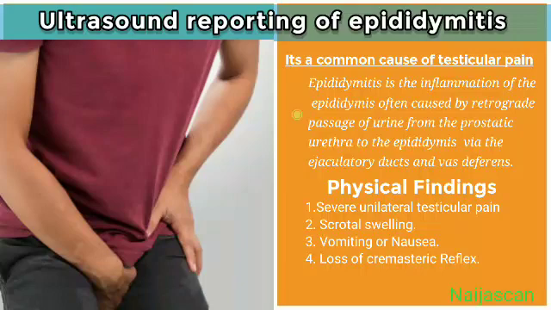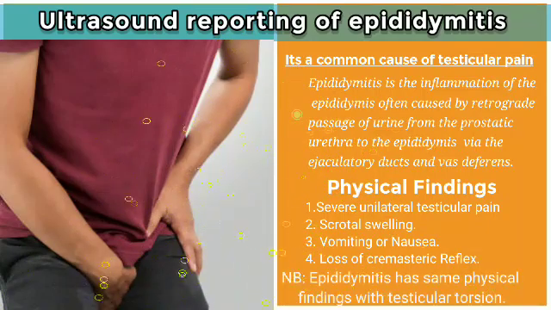It is often caused by retrograde passage of urine from the prostatic urethra to the epididymis via the ejaculatory ducts and vas deferens. The symptoms can include pain and swelling in the testicles as well as fever, chills, and a burning sensation when urinating. The most common causes of epididymitis are sexually transmitted infections, but it can also be caused by urinary tract infections, injury, or other conditions.